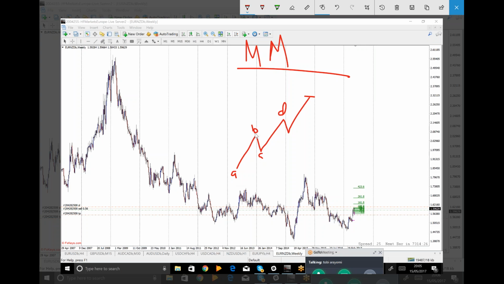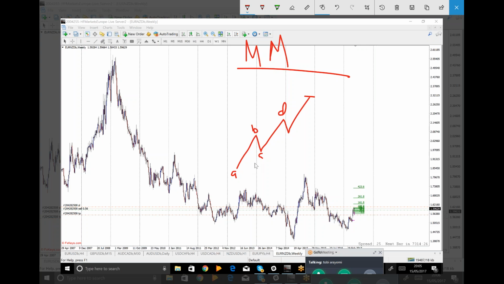And B, so C cannot be lower than A, and B must be higher than A. That means basically there must be higher highs and higher lows. It must be a bullish trend to be a legitimate ABCD pattern, okay?